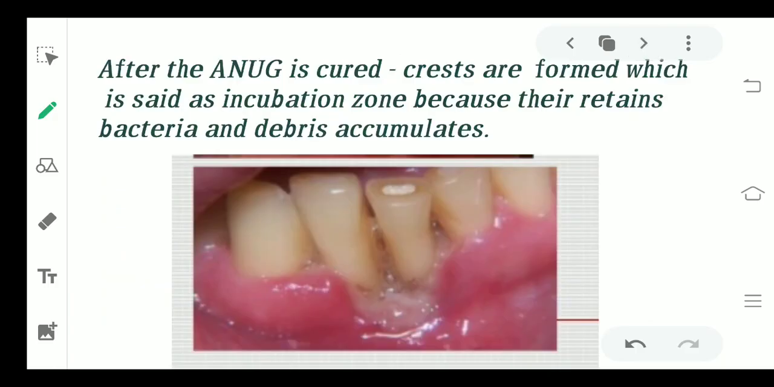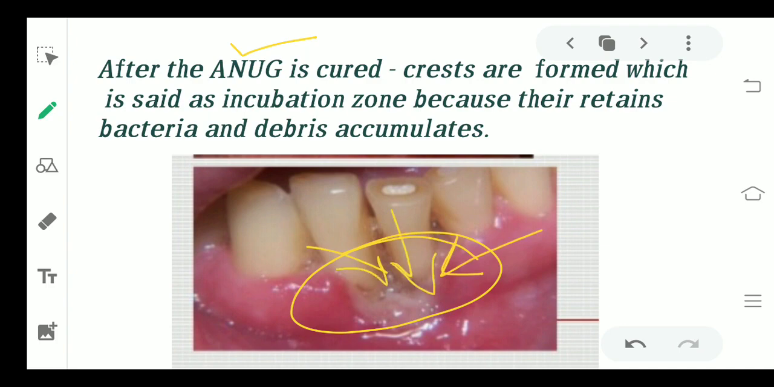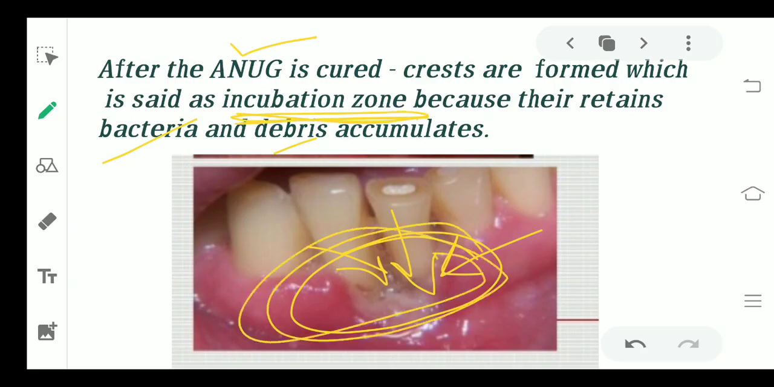After the ANUG is cured, after you have treated this situation, usually these kind of crests are formed after the whole healing procedure. Now imagine, whenever you eat something, the debris will come and accumulate at this site, okay? So this site is acting like a zone which gives a site of accumulation to the debris as well as to the bacteria. So this is also said to be the incubation zone. So when the ANUG is cured, these crests are formed which give a zone for debris and bacteria accumulation. So this zone is said to be the incubation zone.